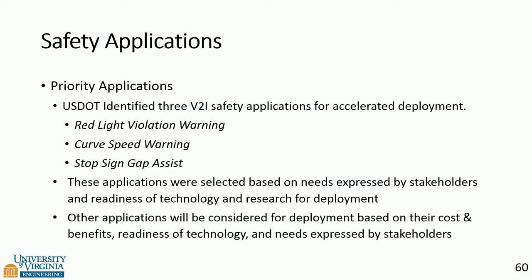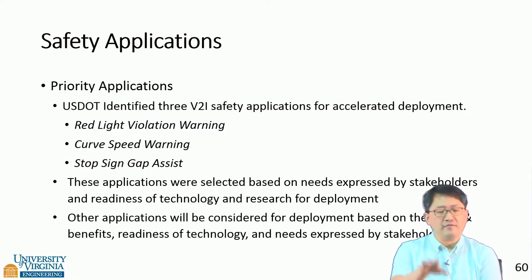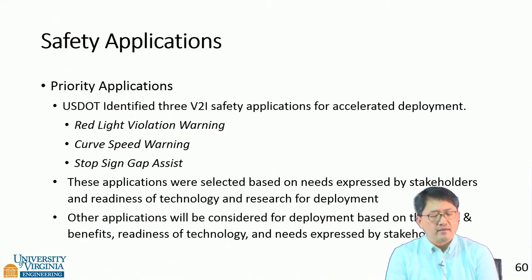A lot of the priority applications that USDOT identifies are obviously based on the number of crashes and fatality rates. Red light violations are one of the key challenges because they involve high speed and create severe injuries and fatalities. One of the highest numbers of crashes is happening on two-lane rural highways, and it's usually run-off-road. People get sleepy and just go off the road, especially in the curve area, so that's another high priority area. And then people are not comfortable making permissive turns at stopped intersections, so providing help there is also important.